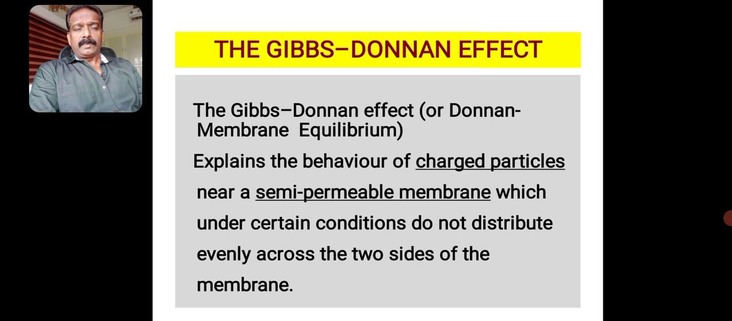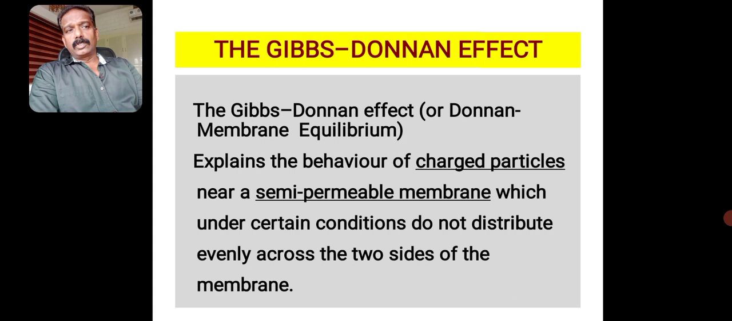But if there is a presence of an impermeable molecule, for example, a protein anion on one side of the membrane, the permeable molecules do not move across the membrane freely. The movement of permeable molecules will be heavily influenced by the impermeable molecule on one side of the membrane. This is explained by the Gibbs-Donnan effect.